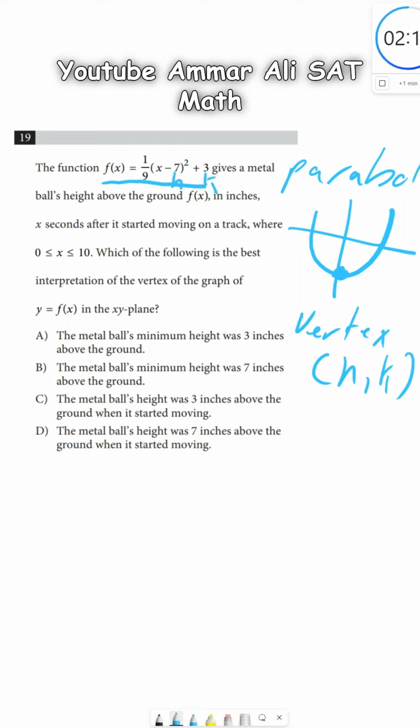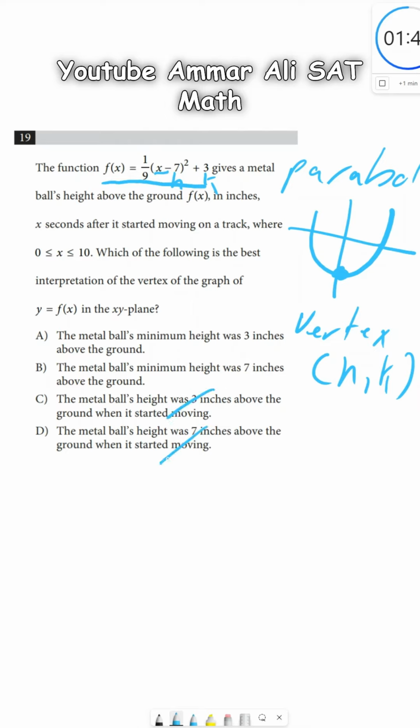Okay, so now we can start looking and eliminating answers. So was the metal ball's height 3 inches above the ground when it started moving? Well, that doesn't really make sense because you would plug in 0 here, and that would give you some number greater than 3, right? So that's not going to work.